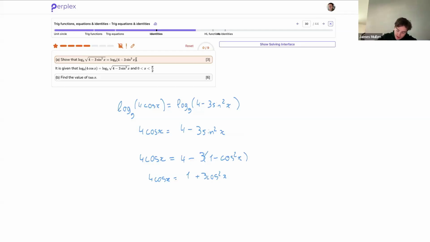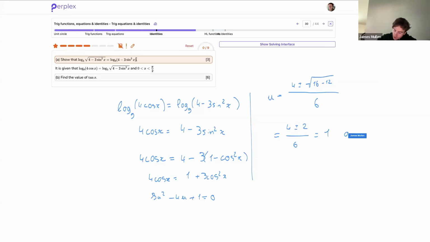If I let u is equal to cos x, I end up with 3u squared minus 4u plus 1 is equal to 0, which gives me the roots. u is equal to 4 plus or minus the square root of 16 minus 4 times 3, so minus 12, and that is being divided by 6. So that's going to give me 4 plus or minus 2 over 6. So that's either 1 or 1 over 3.